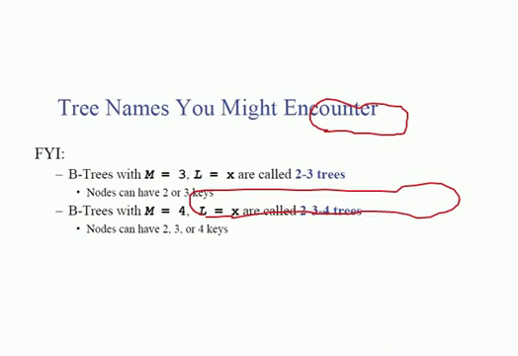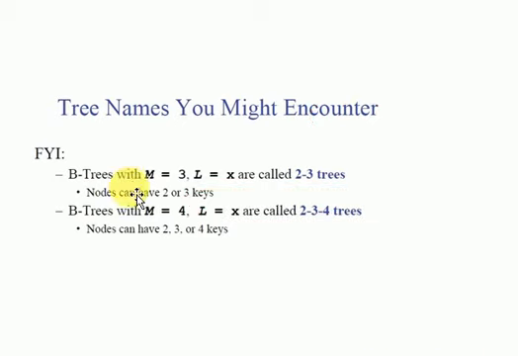Another very important point here is that a B plus tree with m equal to 3 and l equal to x is called a 2-3 tree. Why is it called a 2-3 tree? Because the nodes can have 2 or 3 keys. Another case, B trees with m equal to 4 and l equal to x are called 2-3-4 trees, because nodes can have 2, 3 or 4 keys. So when I say order 4, it will contain 2, 3 and 4 nodes in these different cases.